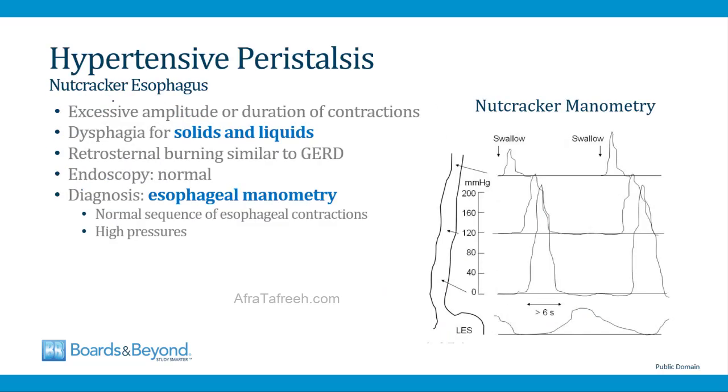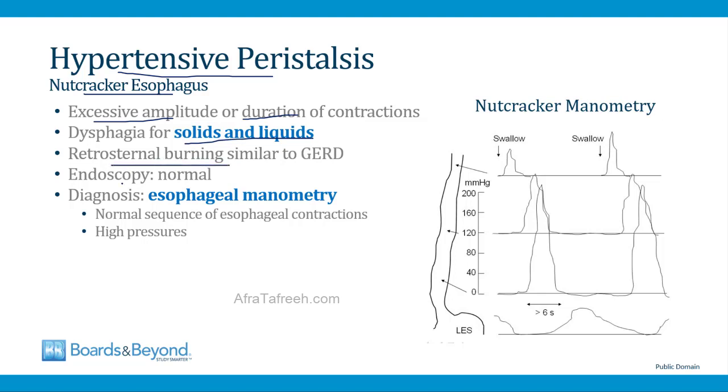Our next esophageal motility disorder is called hypertensive peristalsis. It's also called nutcracker esophagus. In this condition, patients have excessive amplitude or duration of contractions of the esophagus. Basically, the esophagus works normally, but it squeezes too hard, and this leads to dysphagia for solids and liquids. Just like with achalasia, patients can also have retrosternal burning similar to GERD.